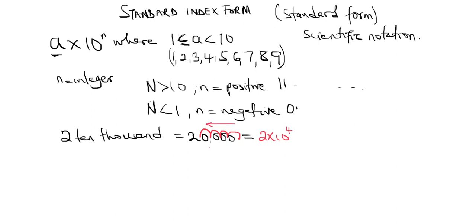And for moving in this left direction, how many times do you move? 4 times. So that's going to be the power of 10: 10 raised to power the number of moves that you make, which is 4. And that gives you the answer in standard form.